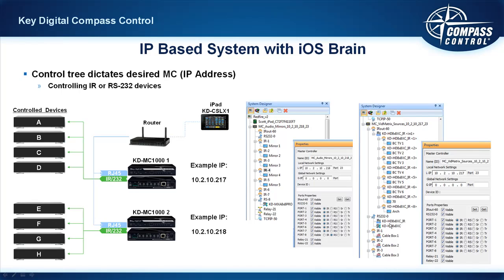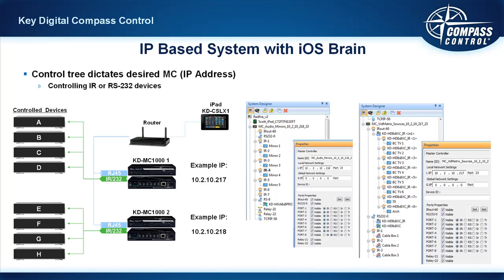So you build this control tree, that information loads into the iPad, and the iPad just knows, okay, devices A through D are connected to my master controller number 1, which is this IP address. However, if I'm controlling devices E through H, then I need to be communicating with master controller number 2, which is this IP address. And of course, you could have any combination of that taking place. You could have a single button press that controls all of those devices, and the master controller receives a really small amount of information from the iPad.